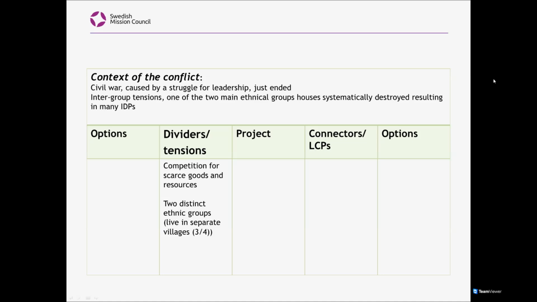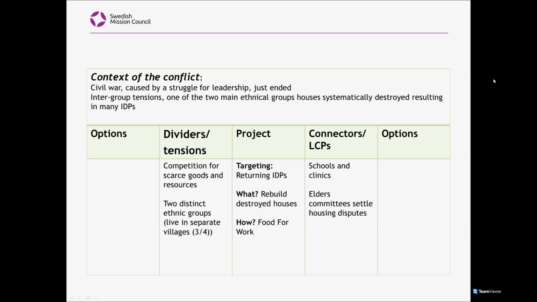The second step: in this case, dividers and tensions are, for example, competition for scarce goods and resources, and two distinct ethnic groups, of which 75% live in separate villages. In step 3, we're looking at connectors and local capacities for peace. And in this case, we find, for example, that institutions like schools and clinics are connectors. Another example is that there exist elders' committees that settle housing disputes.